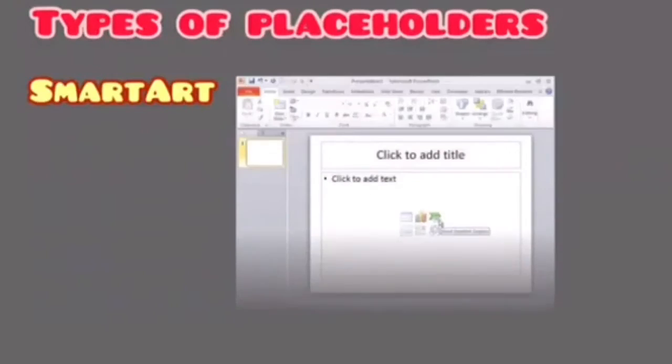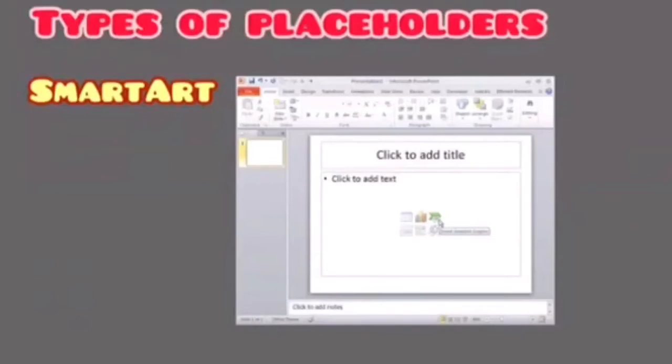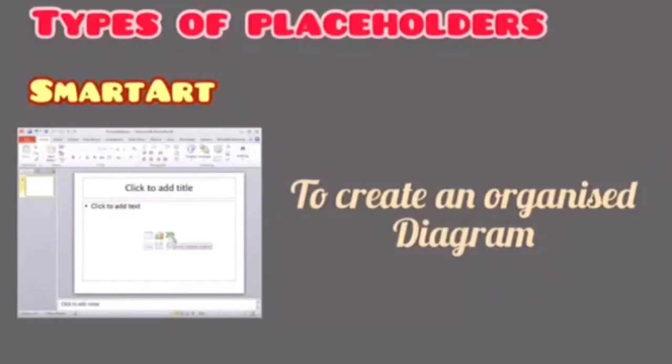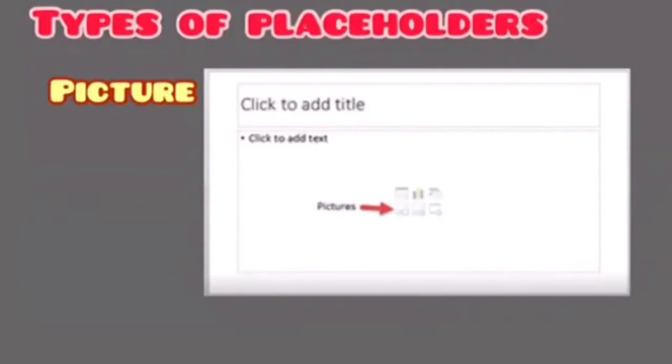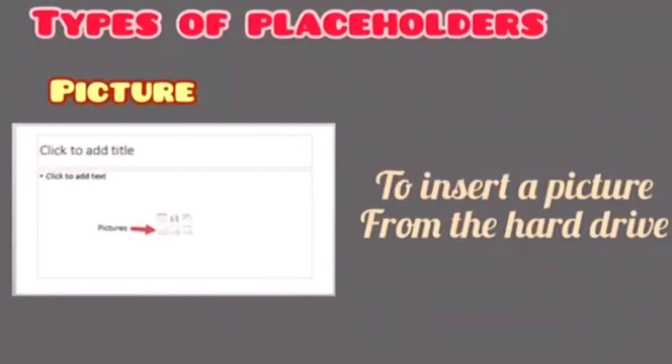Next one is SmartArt. You have studied SmartArt in the last lesson. What is that? An organized diagram, so that we can understand it very easily. Here we have an option to add SmartArt as well. Next is picture. If you have any picture on your computer and you want to add it in the slide, you can click on this. From the computer itself, you can add it in this particular slide.